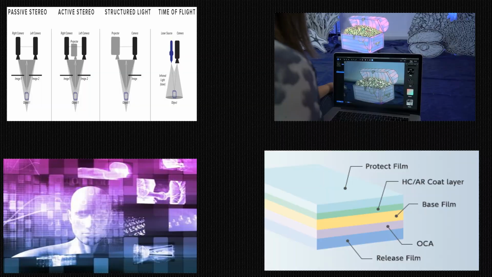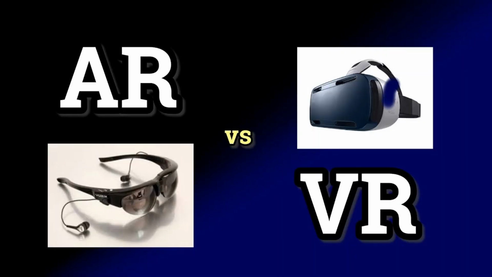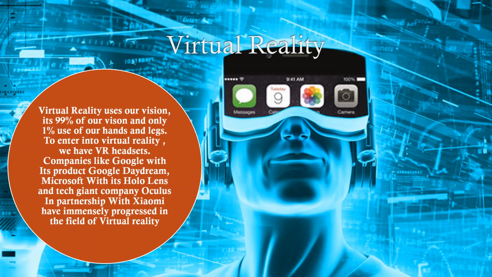Many people have confusion between two things. They are not able to differentiate augmented reality and virtual reality. Let me do that for you. Virtual reality uses our vision. It's 99% of our vision and only 1% use of our hands and legs. To enter into virtual reality, we have VR headsets. Companies like Google with its own product Google Daydream, Microsoft with its HoloLens, and tech giant company Oculus in partnership with Xiaomi have immensely progressed in the field of virtual reality.